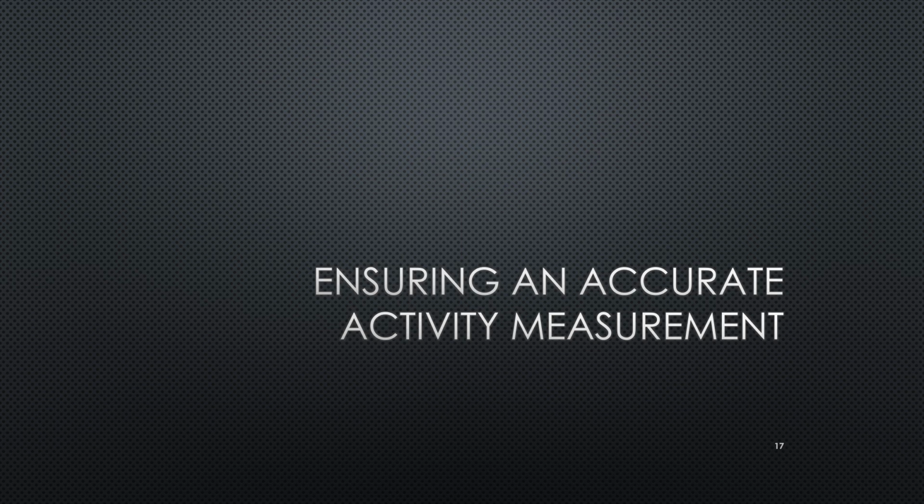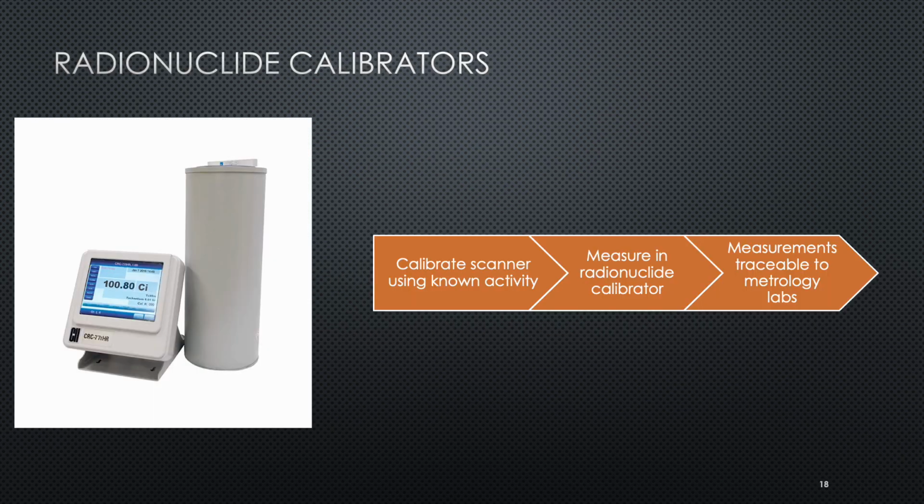I want to spend a little time now talking about how we ensure that quantification on our scanners is accurate. When calibrating the scanner for quantitative imaging, we relate any scanner-measured activity to the activity measured in our radionuclide calibrator. Ideally, this radionuclide calibrator should have measurements traceable to a metrology lab to ensure that these measurements are accurate. However, it is known that this is challenging for many centres.